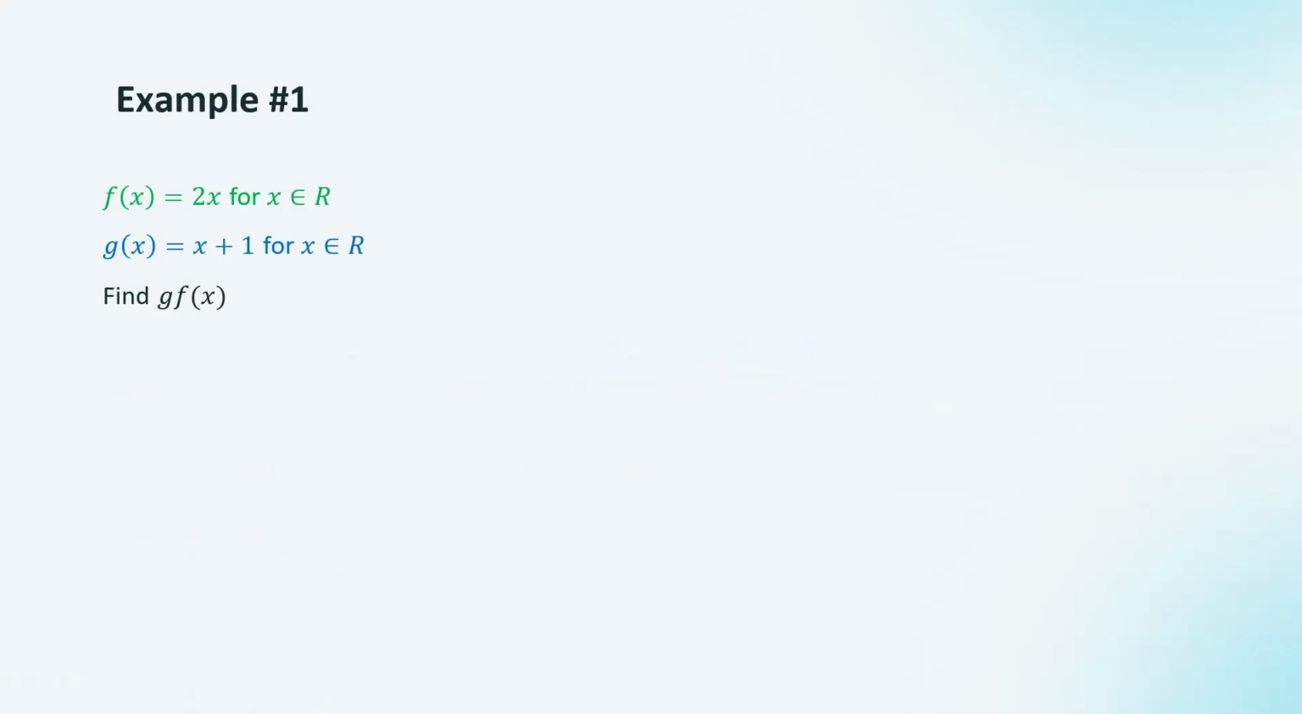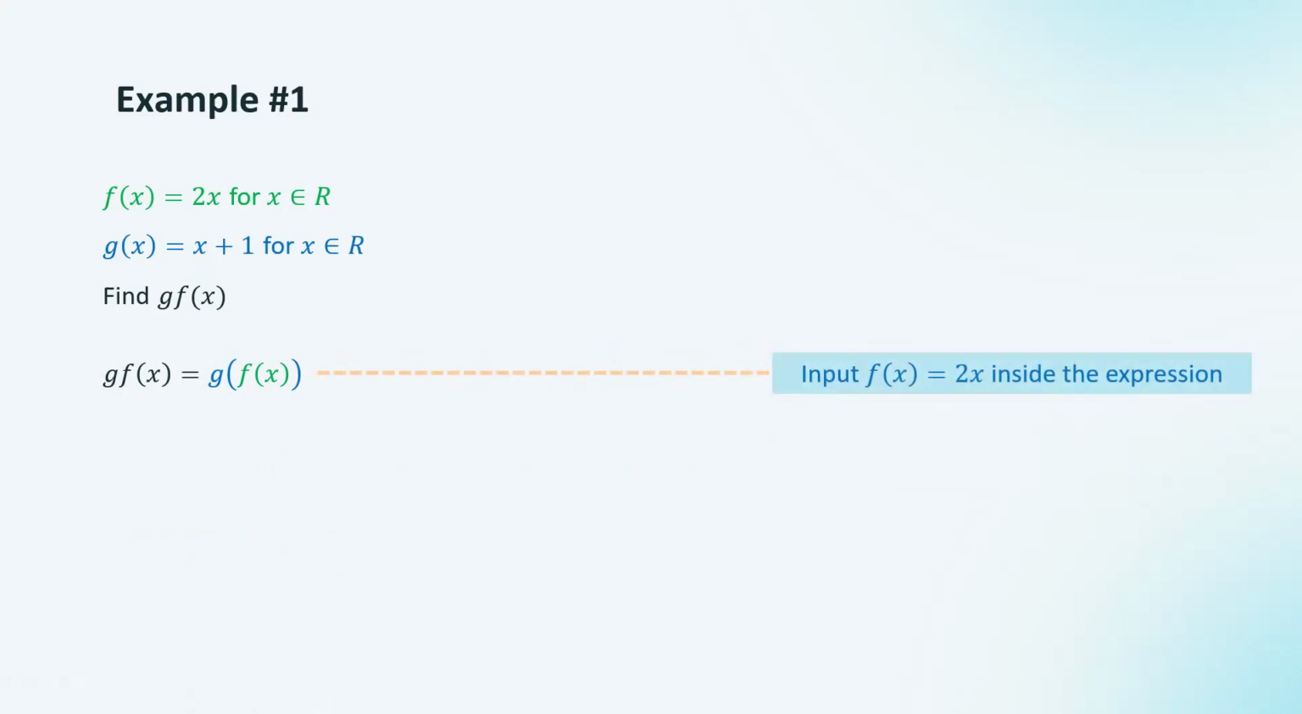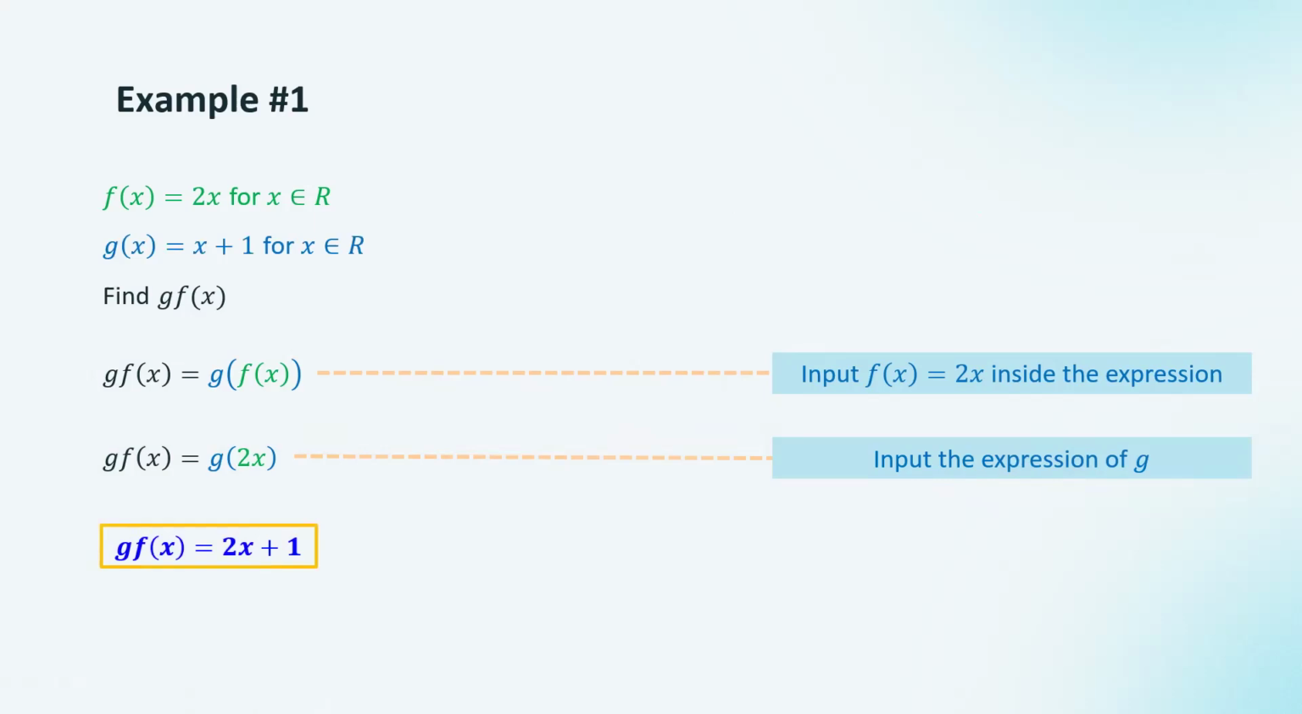Okay, so now we have to find gf(x). Again, we have to remember what gf(x) is. gf(x) is going to be a function g with f(x) as the input. So now we can input f(x) equals 2x inside the expression, and we get something like this. After that, we can input the expression of g, and we get that gf(x) is going to be 2x plus 1. So we just need to substitute 2x into x for the expression of g. So it's going to be 2x plus 1.